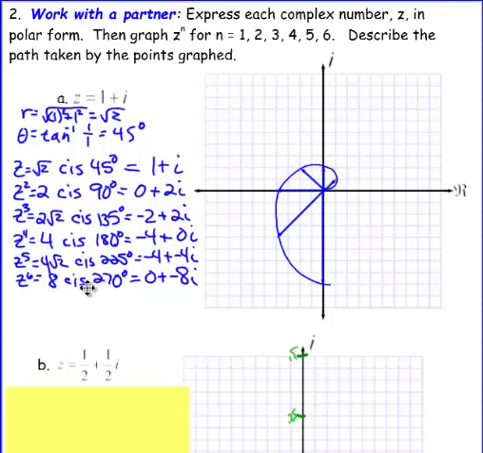Again, note this number here in the front. If you recall from the previous slide, it was a 1 all the way down, 1, 1, 1, 1, 1, and we had a polygon. This one, we have a number that's bigger than 1 and gets bigger and bigger, and it spirals out.